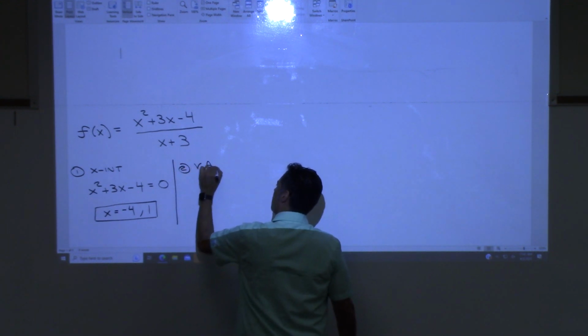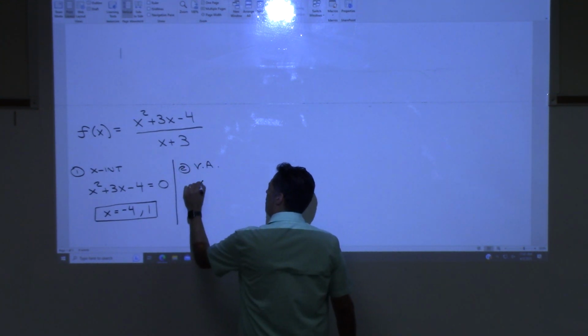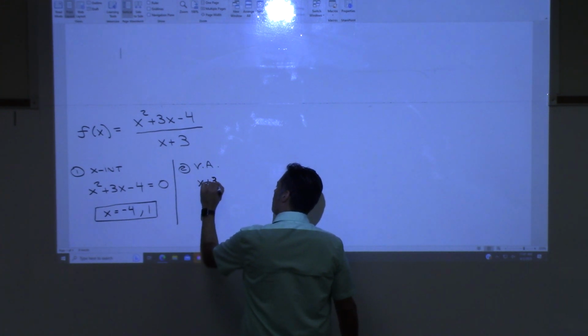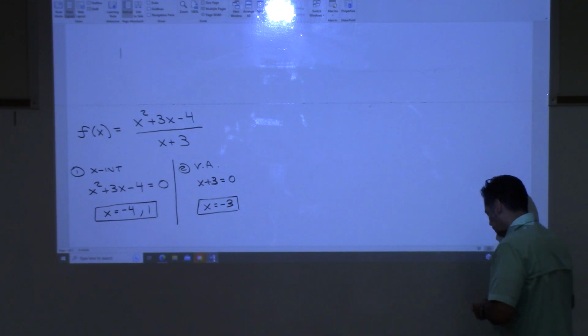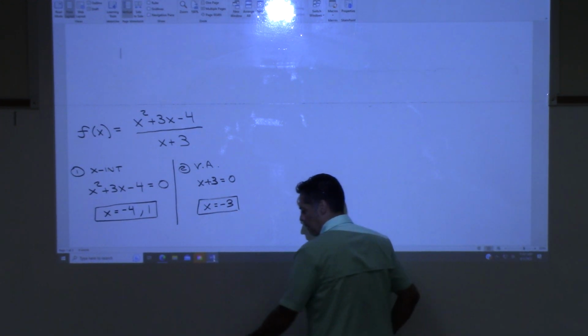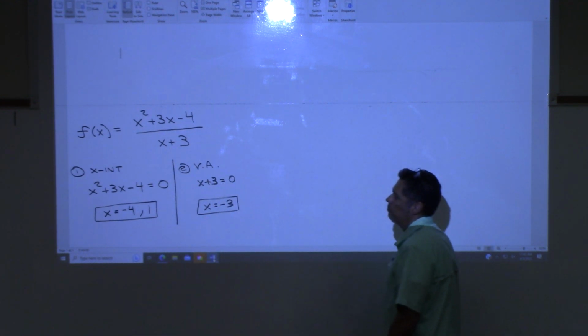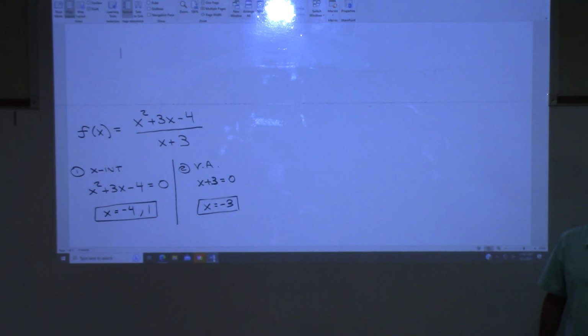Vertical asymptotes. Set the bottom to 0. One answer. Subtract 3 on both sides. Yep. Okay? Third step.